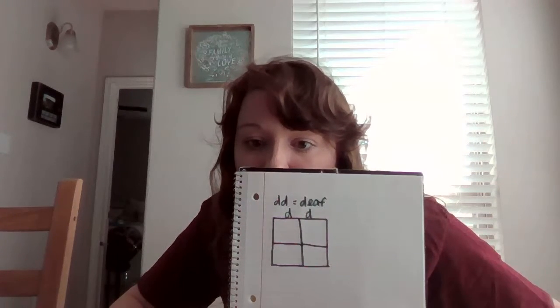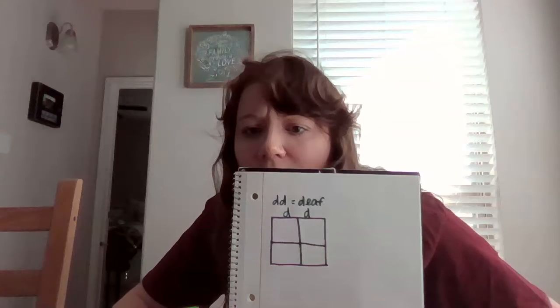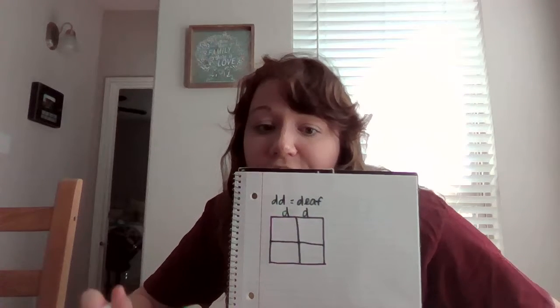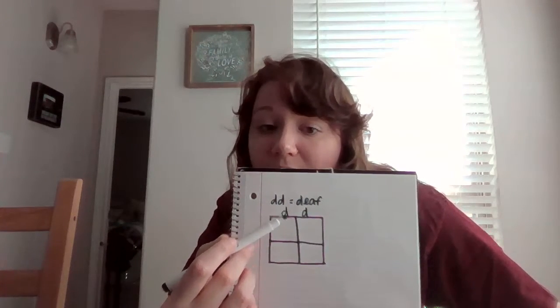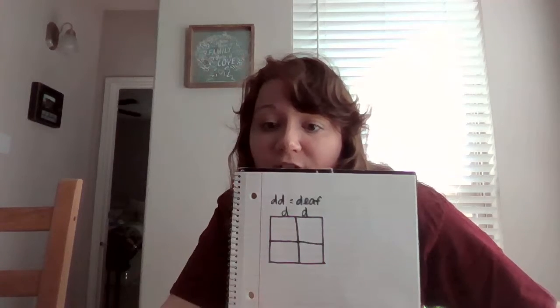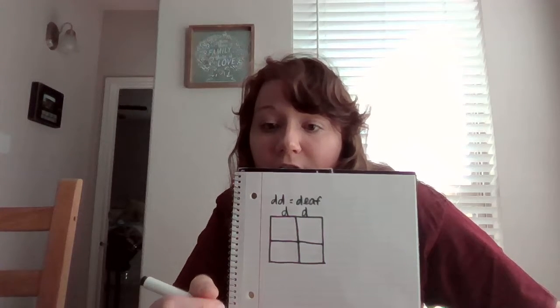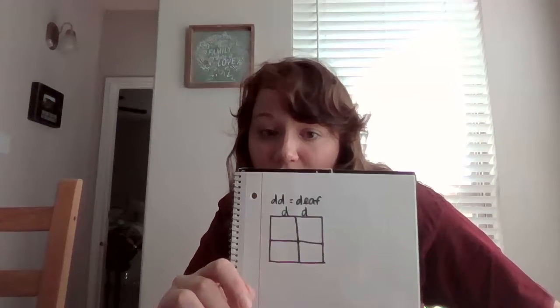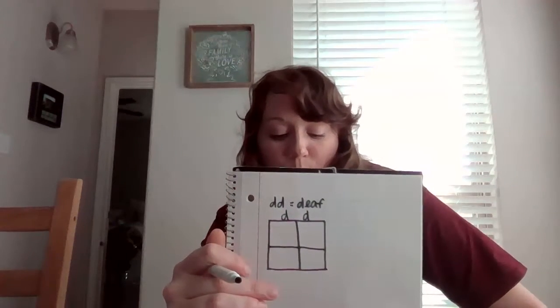Okay, and that's the female. And then the male, but they want to know the genotypes of the parents. So obviously we know one of the genotypes of the female. We just have to figure out the male if the litter contains 3 hearing dogs and 1 deaf dog.